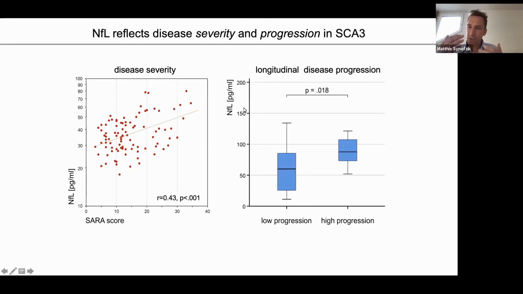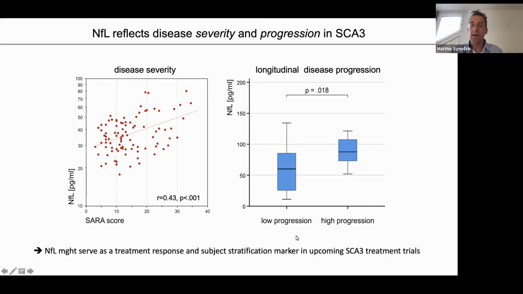Could you also use it to stratify subjects according to disease progression? So we did a median split between the high versus low progressors as defined by the annual change in the SARA score. And yes, at least with a certain effect range, NFL does distinguish between the high versus the low progressors in SCA3. Summing this up, this might point to the fact that NFL might serve as a treatment response marker, namely if you could renormalize the NFL levels.